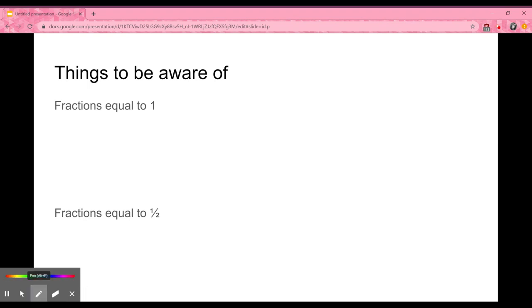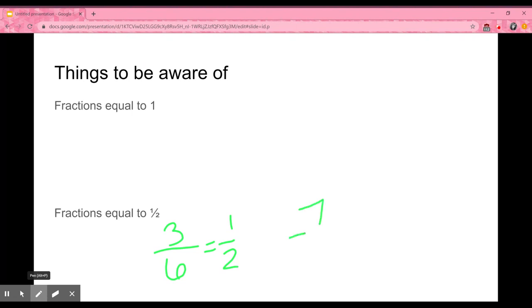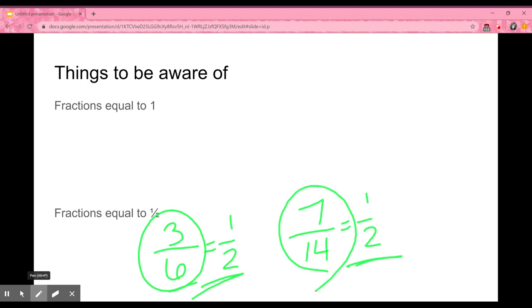Let's take the number 3. If I wanted my numerator to be 3, if I wanted to make a fraction that's equal to 1/2, I just take 3 plus 3, and I'll get 6. 3/6 is equal to 1/2. I could even take, let's do 7. 7 plus 7 is 14. 7/14 equals 1/2. So if you were comparing 3/6 and 7/14, they both equal 1/2. So these two fractions are actually equal to each other.